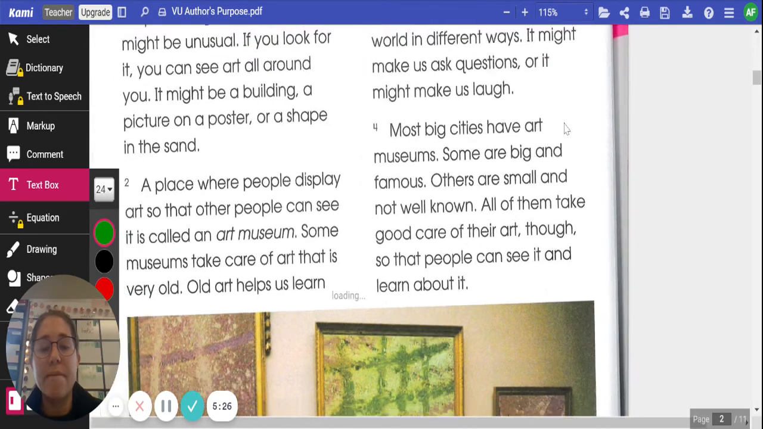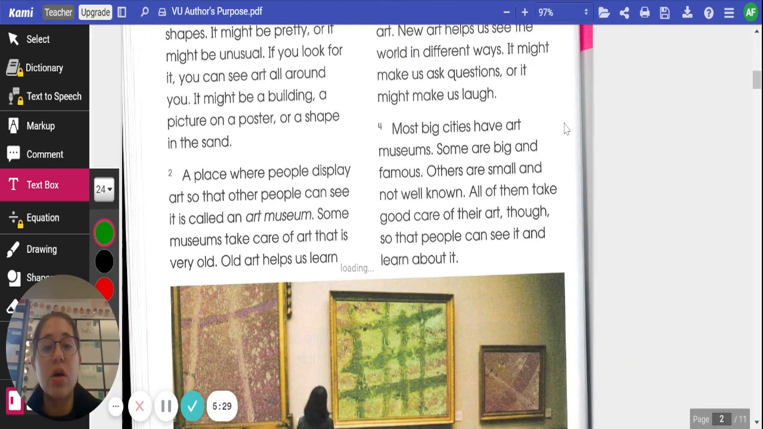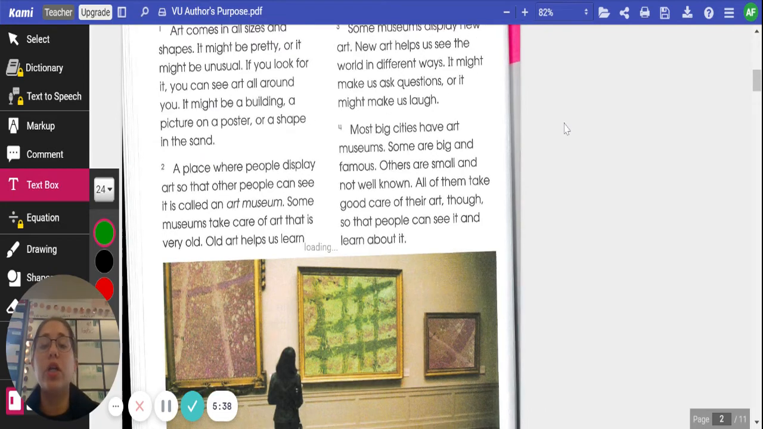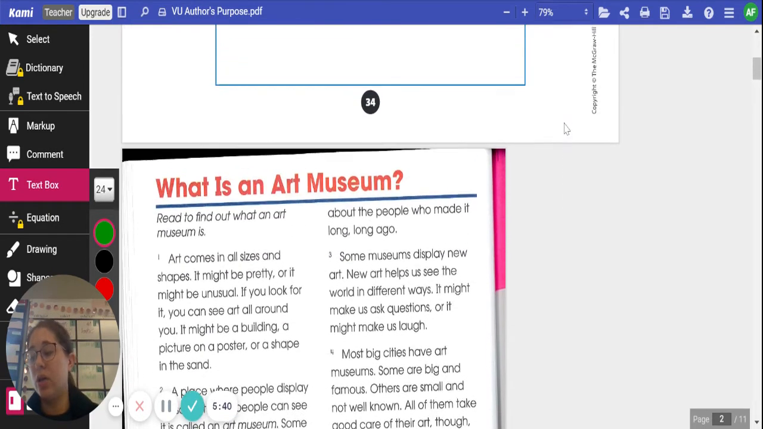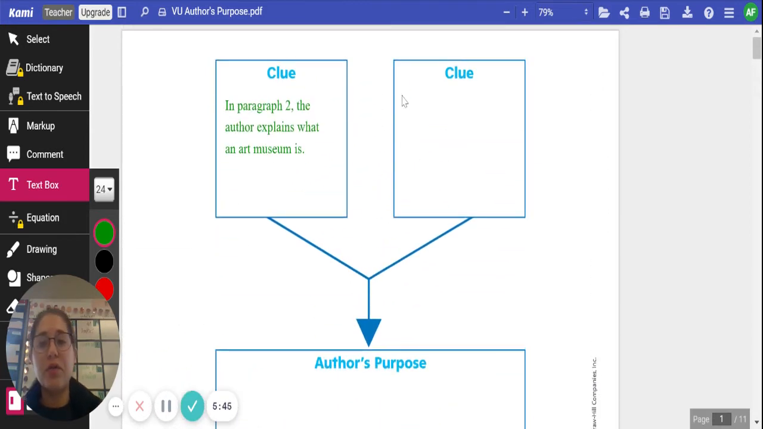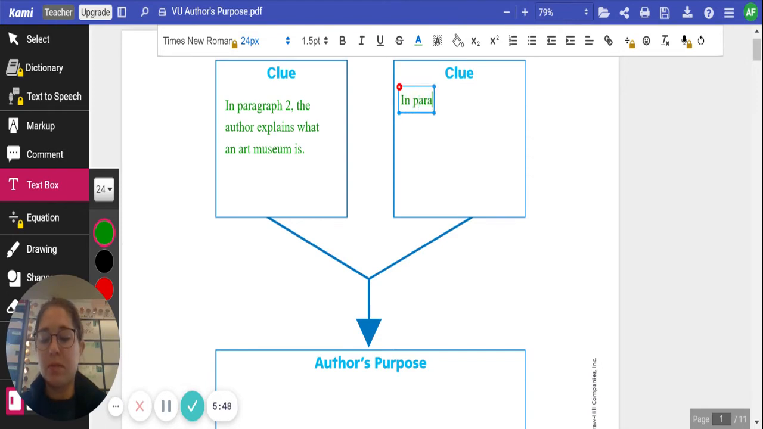So this paragraph is telling the audience some facts about art museums. Some of them are big, some of them are small, some of them are not well known, but they all take good care of their art so that people can learn about it. So for our second clue, I'm going to say in paragraph 4, the author describes types of art museums.